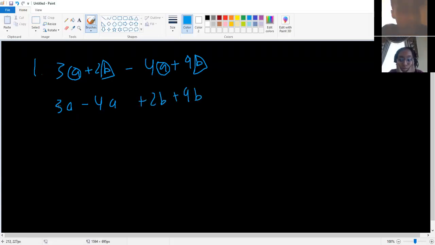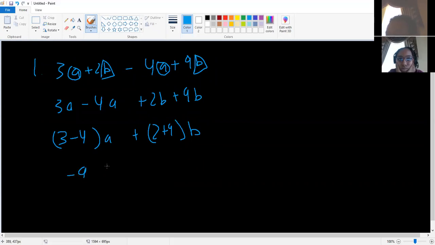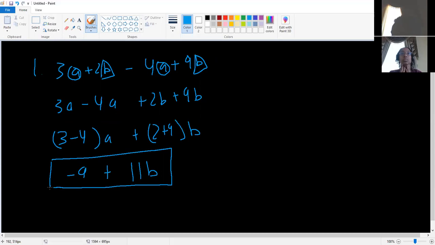So now that we have the like terms together, we can apply the distributive property. We do whatever's inside the parentheses first. 3 minus 4 is negative 1. So we have negative a. And 2 plus 9 is 11, so we have 11b. So this is the answer you should have gotten, combining the like terms.